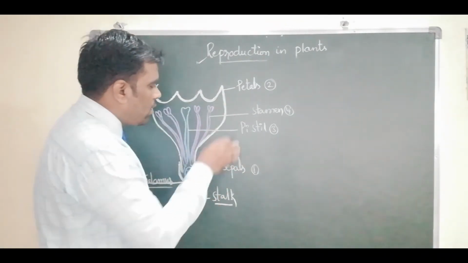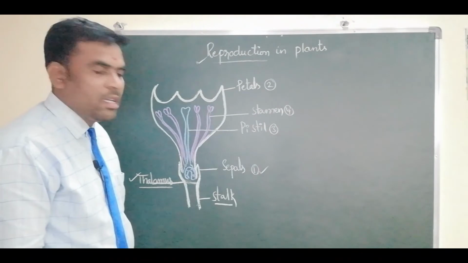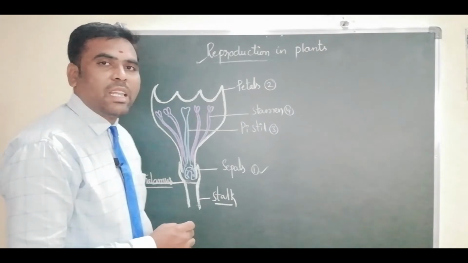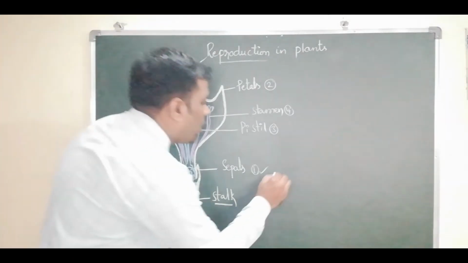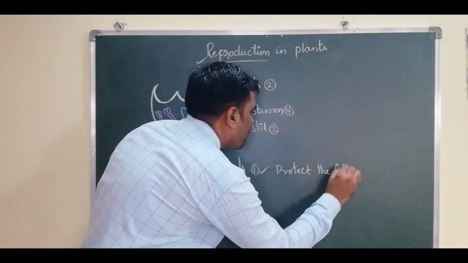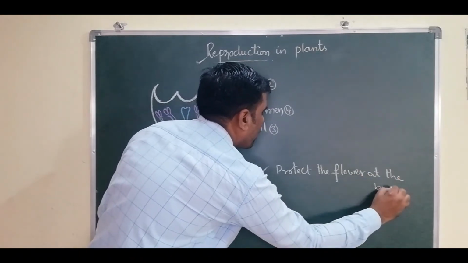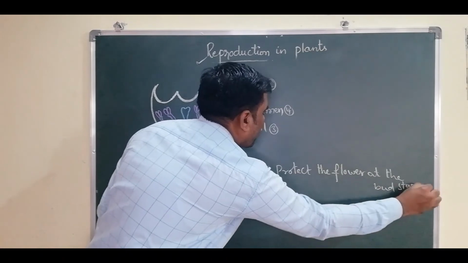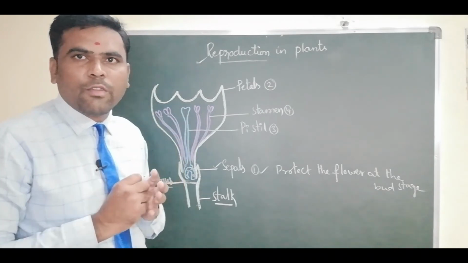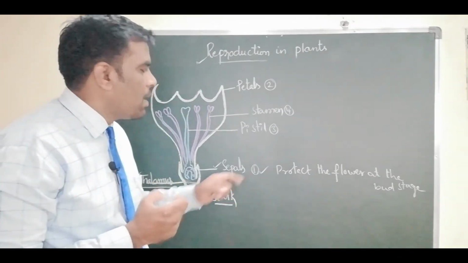Now let us look at the four major parts in detail. Sepals. What are sepals? Sepals are green in color. The function of the sepals is to protect the flower at the bud stage. That is the major function of sepals. At the bud stage, the parts of the flower are not visible, so these parts are protected by sepals.